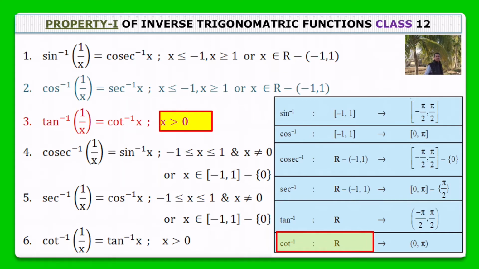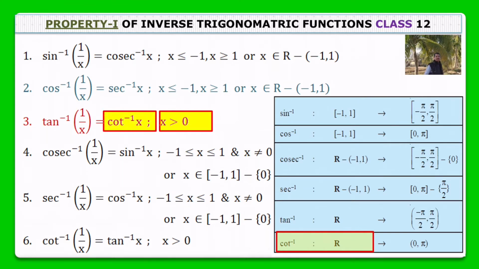But in the domain of cot inverse, we have R, all values: positive, negative and 0. Why we have taken x greater than 0 only, meaning why x is positive only, we will discuss in this video.